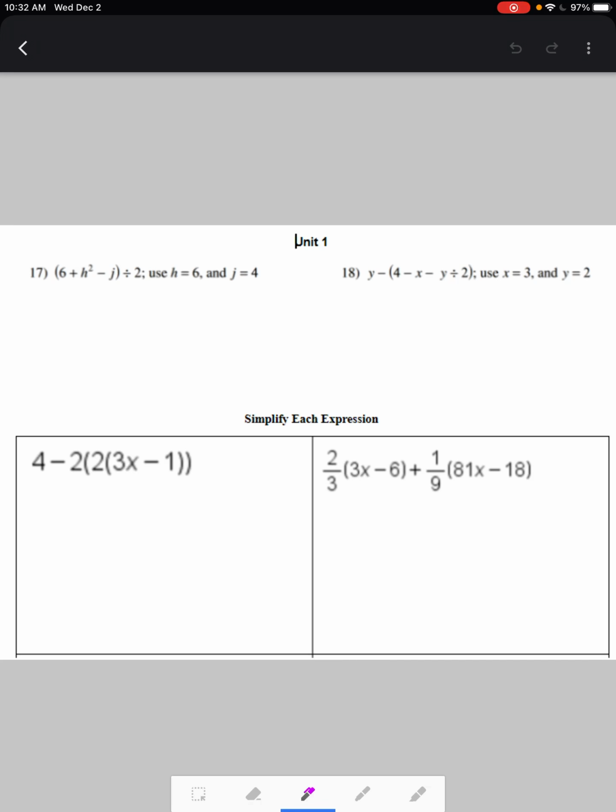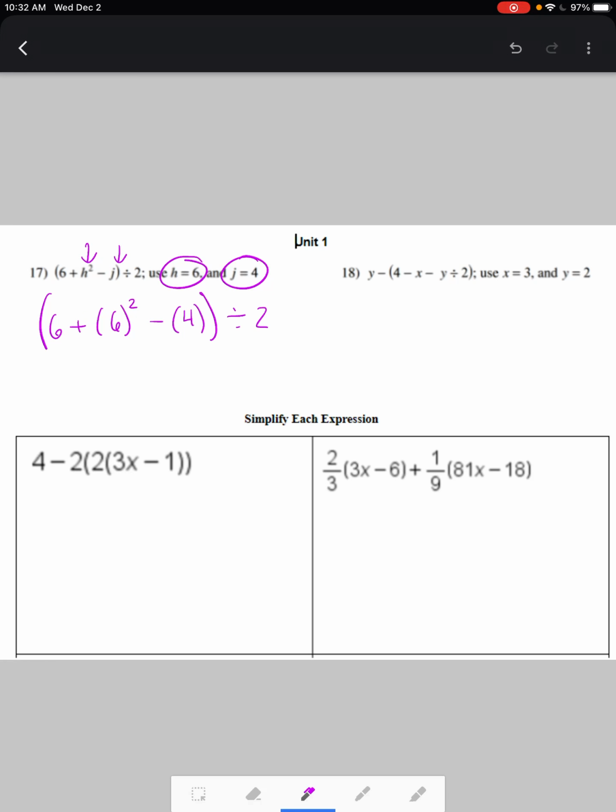Here we're given terms that we know, like h is 6 and j is 4, so everywhere that we see an h and a j, we're going to replace it with those terms. So we have 6 plus h, which is 6 squared, minus j, which is 4. I'm going to put those big parentheses around it, and all of that's going to be divided by 2. This is the step where we have to remember the order of operations in PEMDAS, so a good application of that here, and it's going to be our job to go through and do that.